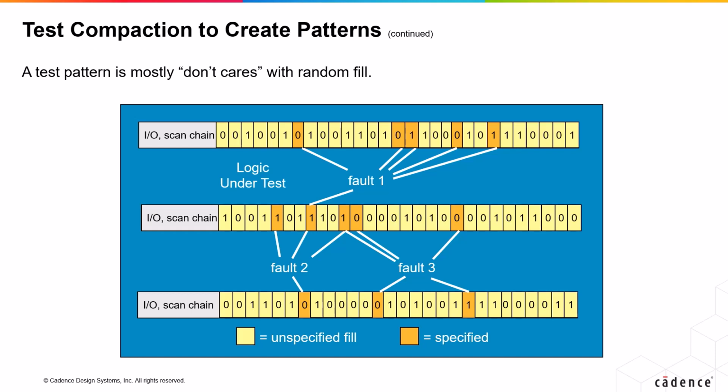This low density of specified bits has 2 important consequences. Most of the test data is fill, and many of the faults that will be detected in the fault simulator will be detected by this fill data, especially pseudo-random fill. This happens because the fill accidentally sensitizes and propagates a fault effect.